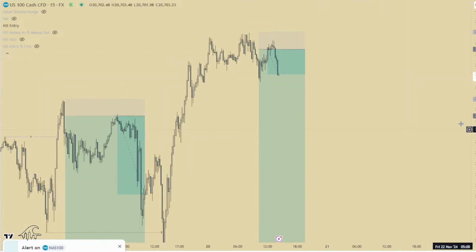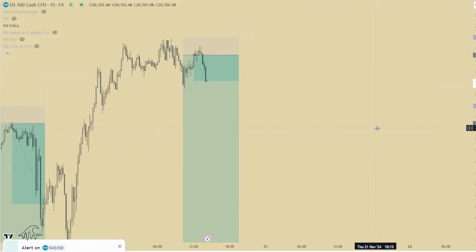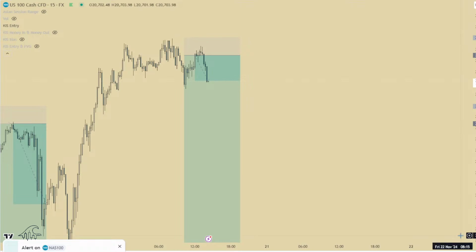Another bearish gap on NAS 100. I'm going to look to secure this now, I think, before New York Open.